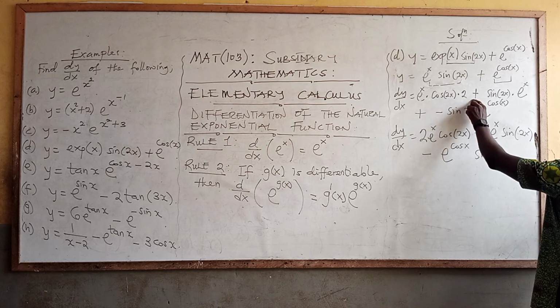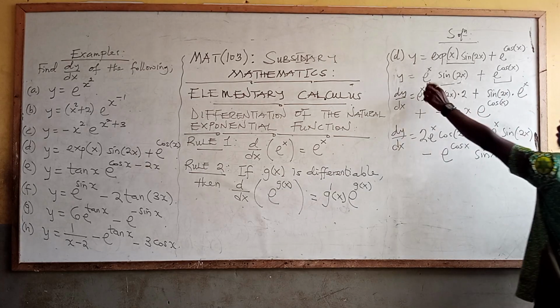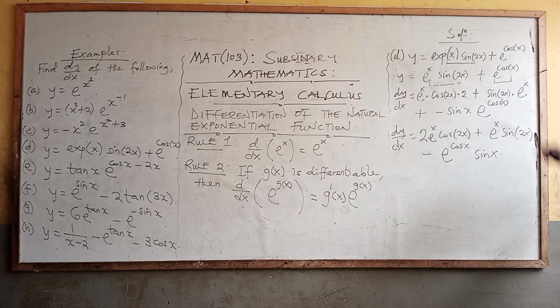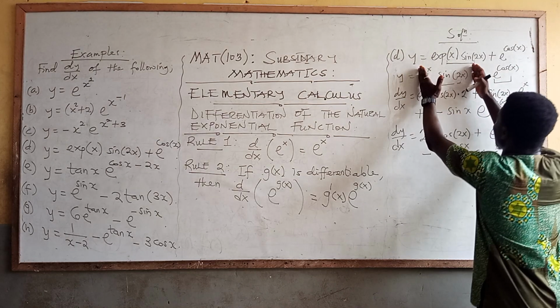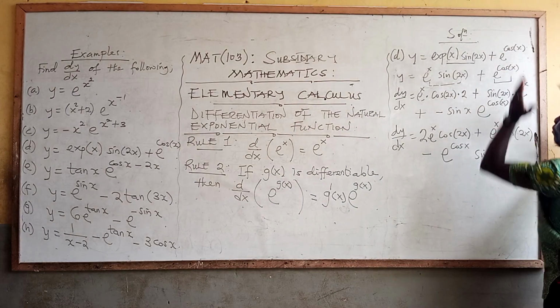So you get 2. Then plus, you hold sine 2x constant times, you differentiate e to the x, you still get your e to the x. Then plus, don't forget this guy, because you are differentiating 10 by what? 10. So I'm done differentiating this guy. So I'm left with this guy.